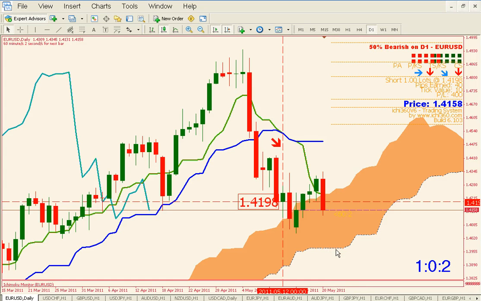In order for me to get a clear cut of what's going on, I'd have to get a break below this Kumo here. If it breaks below this Kumo, then we're looking for more downtrend, and if it could break back above this Kumo, then maybe more uptrend.